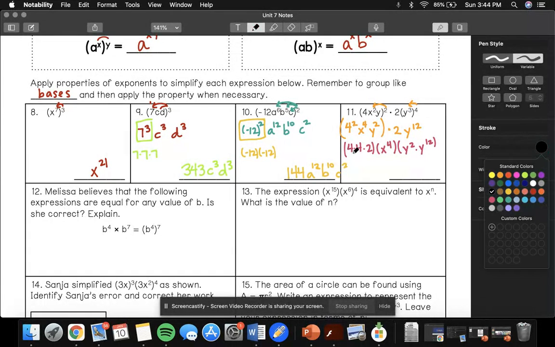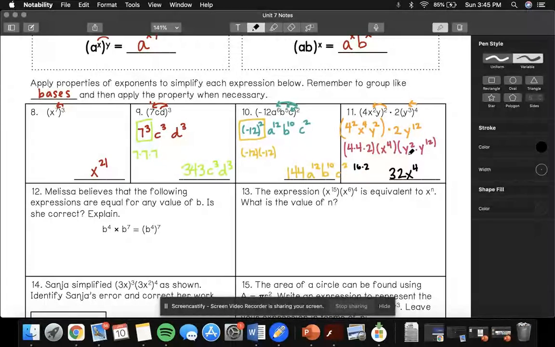So fully simplified, 4 times 4 is 16. 16 times 2 is 32. So my base numbers, my regular numbers, are simplified to just 32. We have x to the 4th, and then we have y to the second, so 2 y's, multiplied by y to the 12th, so a total of 12. And that would be a grand total of 14, so y to the 14th.